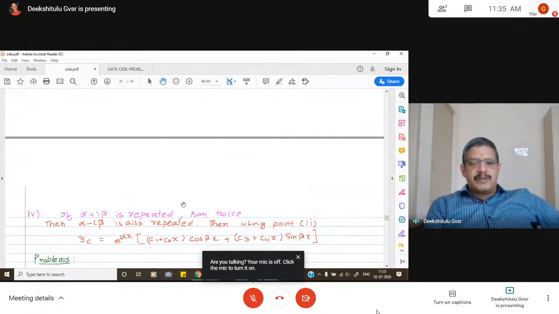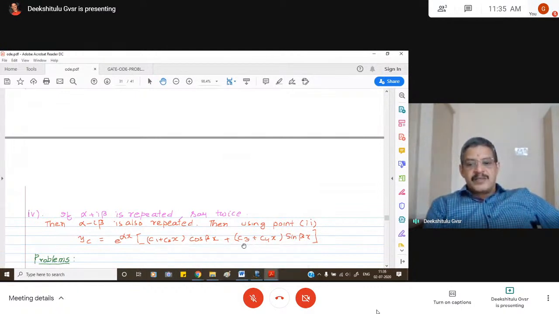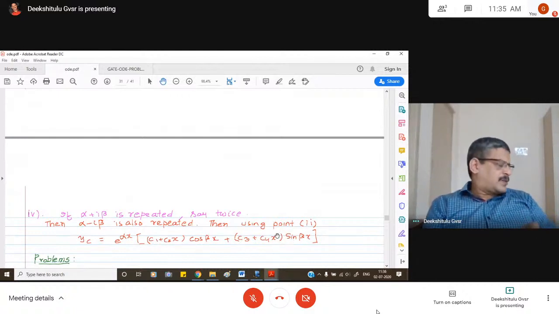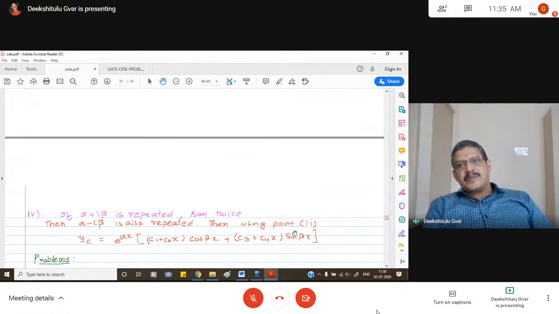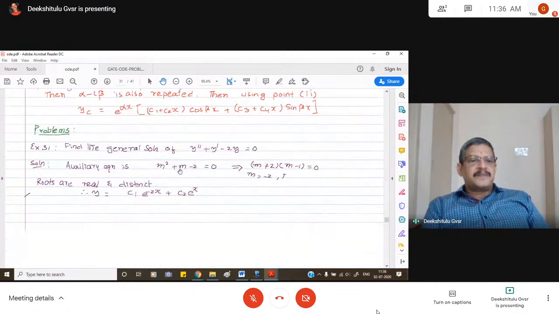Again, one more repetition, that means it comes 3 times: (c1 + c2 x + c3 x^2) and (c4 + c5 x + c6 x^2). If it comes 4 times: c1 + c2 x + c3 x^2 + c4 x^3, and so on and so forth, (c5 + c6 x + c7 x^2 + c8 x^3). So the arbitrary constant terms keep increasing as the repetition of the root increases.